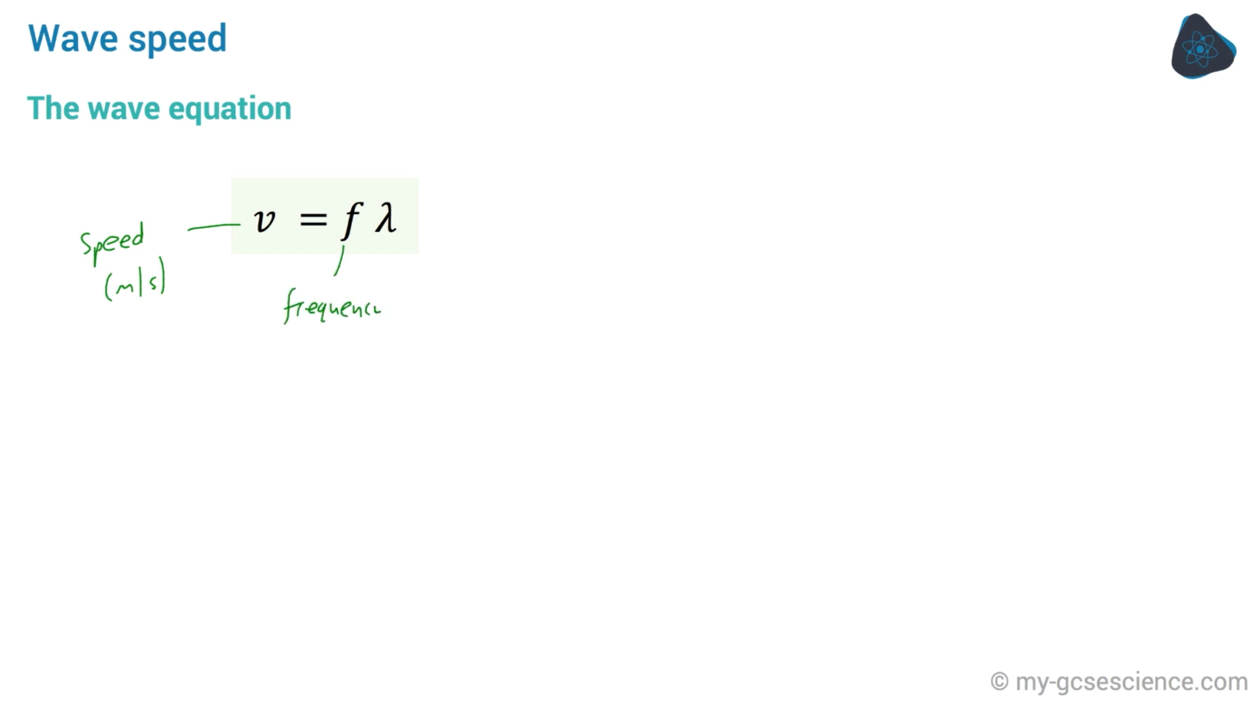On to wave speed next, and the wave equation v equals f lambda. Here, v is the speed of the wave in meters per second, f is the frequency in hertz, and the Greek letter lambda is the wavelength in meters. And here's the formula triangle.